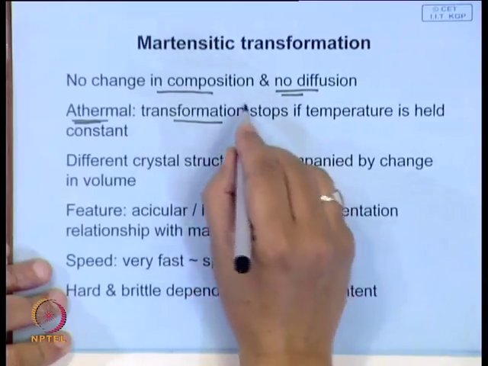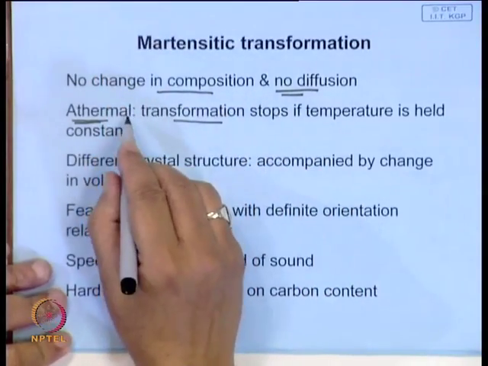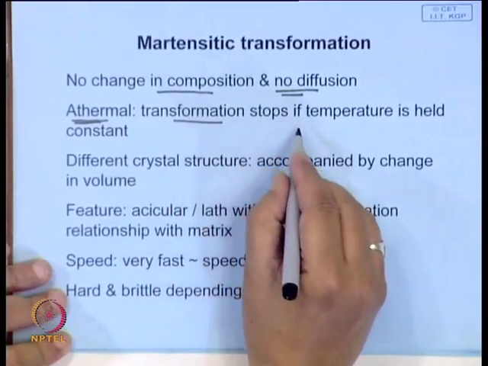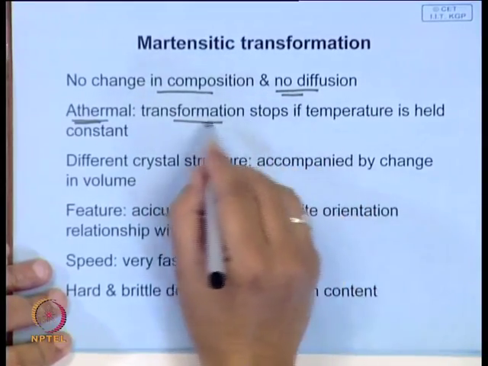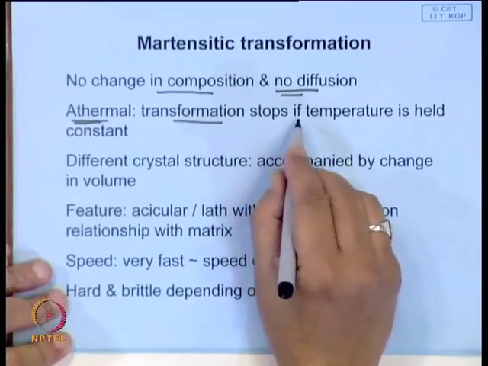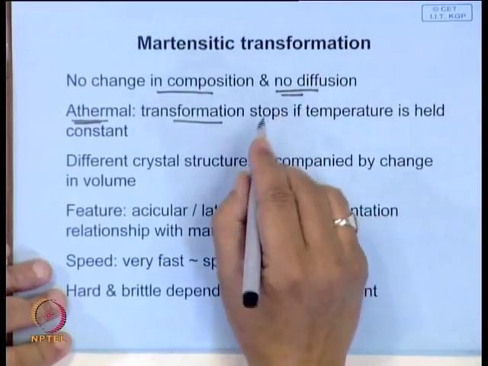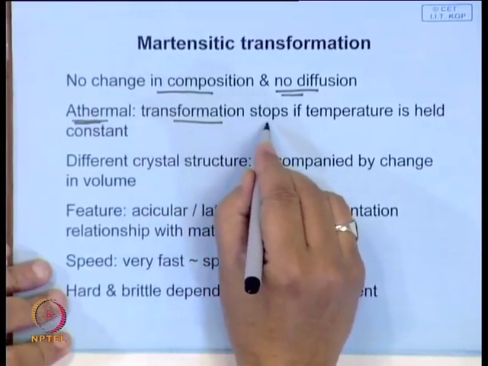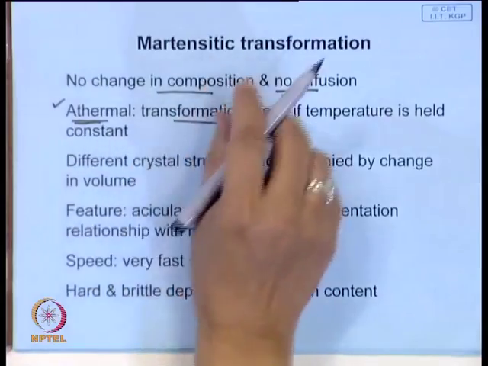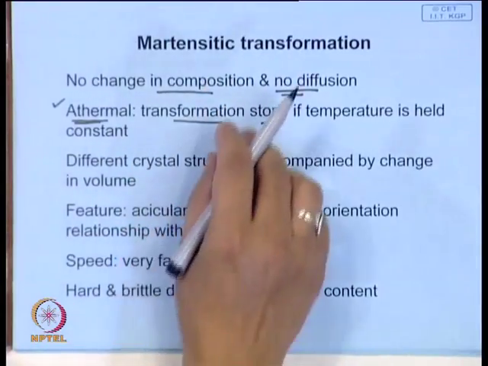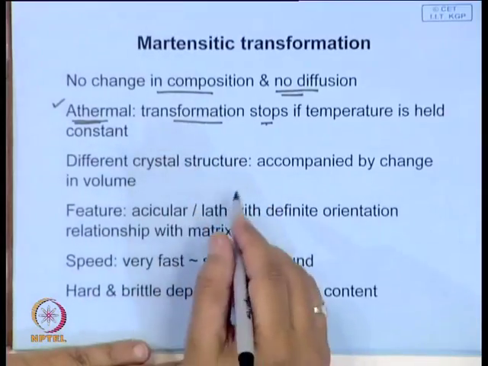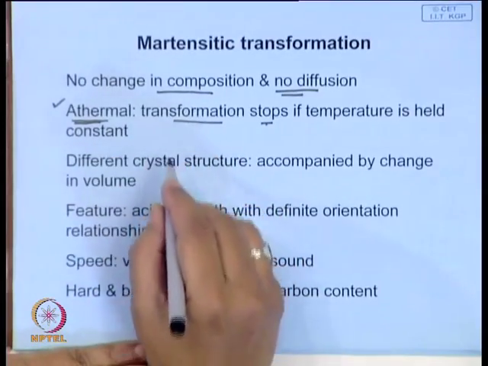It starts when the temperature goes below a critical temperature, and once that temperature is crossed, it continues as long as you keep cooling. If you hold in between, then the transformation stops. So, this is the athermal character of martensite, and this is specific to the iron carbon martensite we are talking about. We will later see there are certain different varieties of martensitic transformation.